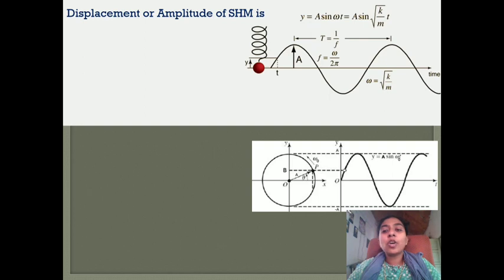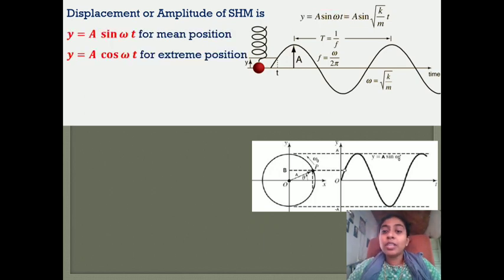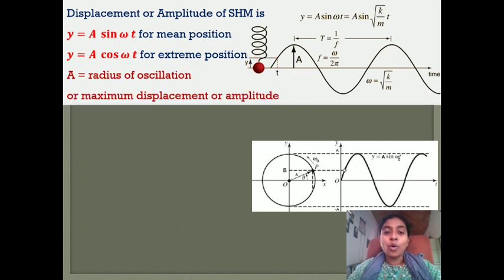So the displacement or amplitude, we have already seen, is y equal to A sine omega t. Our displacement in the mean position is A sine omega t, and in the extreme position, it is A cos omega t. You can see it here. A is the radius of oscillation, or the maximum displacement or amplitude.